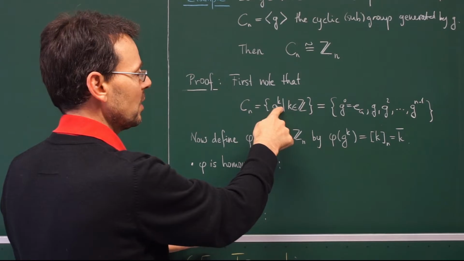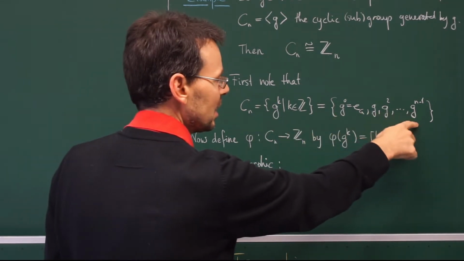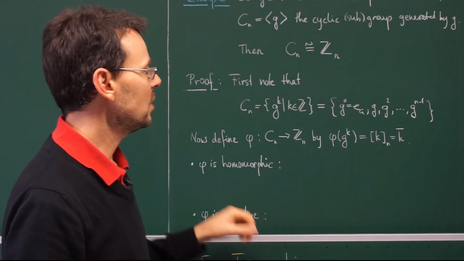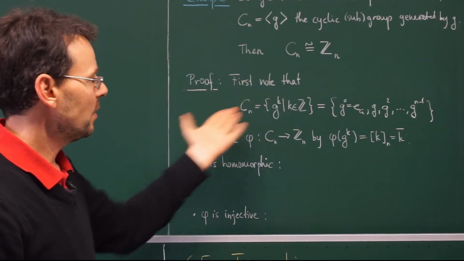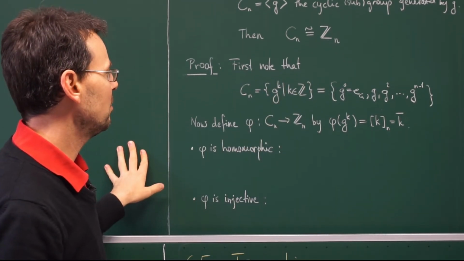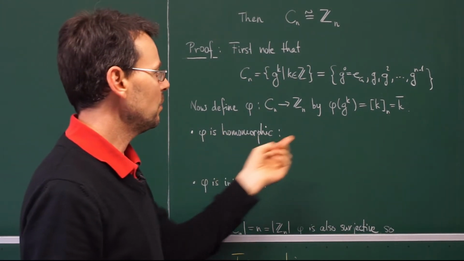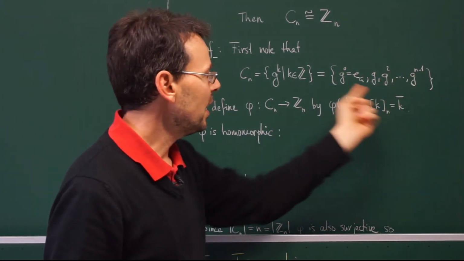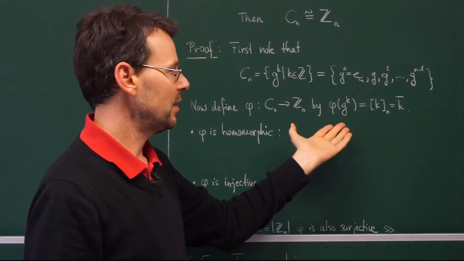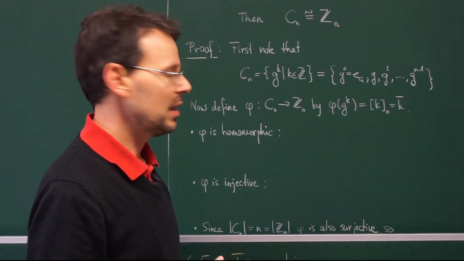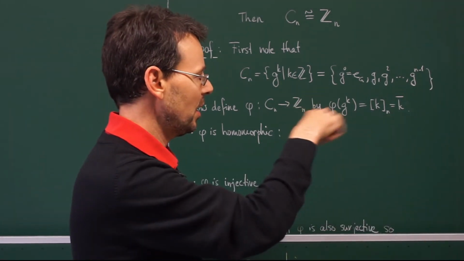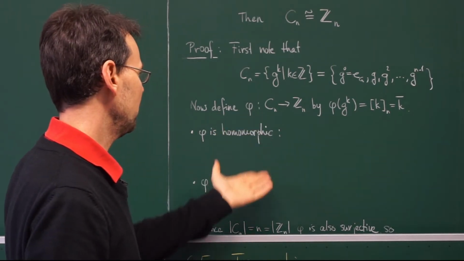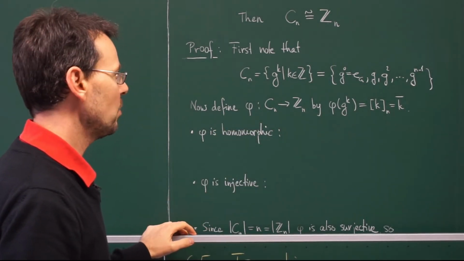And negative powers bring nothing new, because g inverse is exactly g to the n minus 1, because if you multiply them you end up with g to the n, which is e. So this here is the cyclic group generated by g. And now it's pretty clear what we do. To construct an isomorphism from here to here, we simply take such a power, because all the elements look like that, and we send it to its equivalence class mod n, which I abbreviate by k bar or k overline. Okay, and all that is left to do is to check if phi really is an isomorphism.